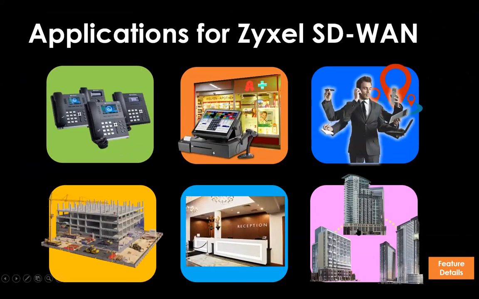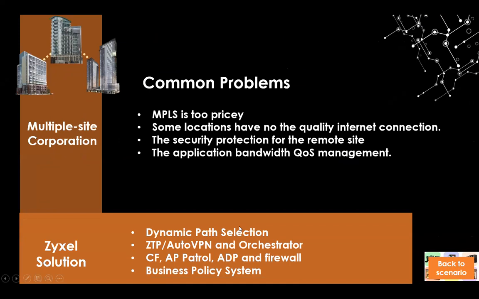Let's see what the last scenario is. The last scenario is just multiple sites, like in a corporation. So you may have a business that has multiple sites. MPLS is too pricey to connect them, or even getting a frame relay. And obviously, there may be limitations on which ISPs can even provide you an MPLS.